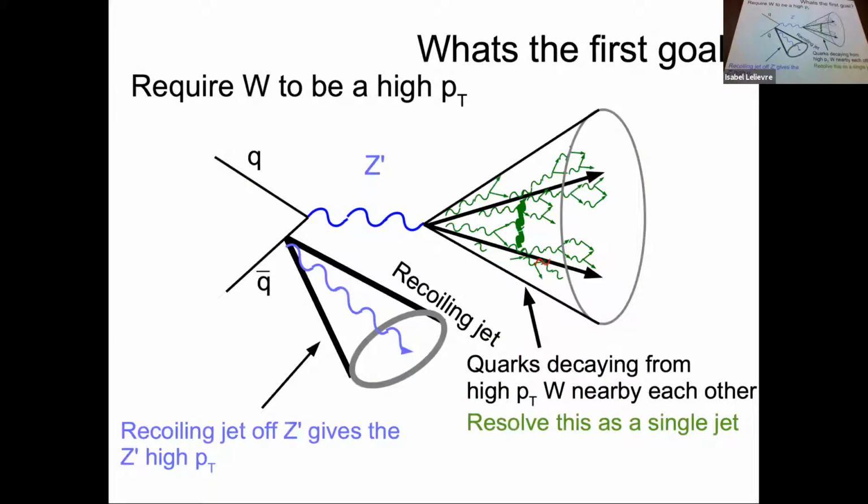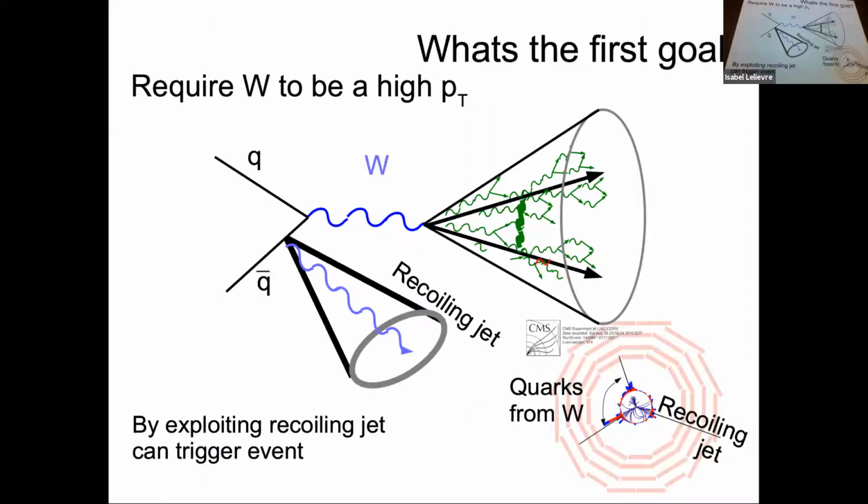Then we developed a technique to go after these, in this case a Z prime. We require the Z prime to be boosted, and then it decays to 2 quarks in a jet. Then we use a neural net to look for this, and we have a jet that's recoiling off of it. This is the first time we tried to do this. When we started working on this, no similar process had been discovered, and we actually used this as a reference.